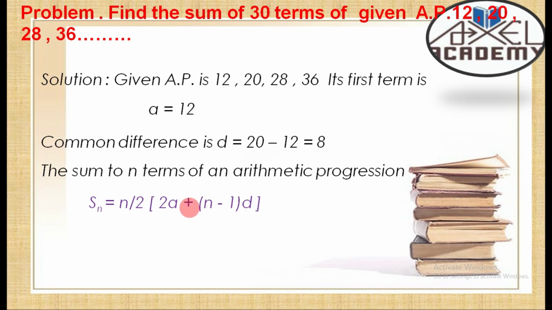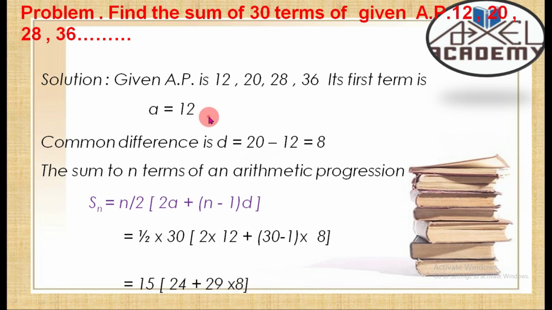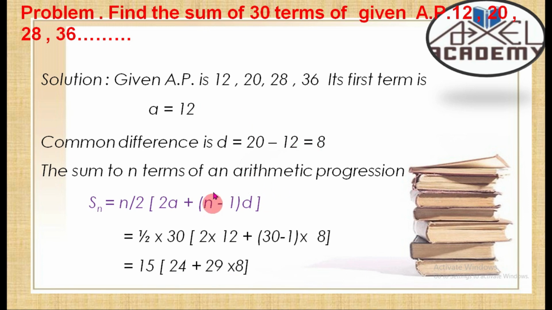Correct or not? So what is the value of n they have given? You have to find the sum of 30 terms. Correct? So n is 30. A is the first term, 12, and the common difference we got is 8. So we just have to substitute these values in this equation. So 30 by 2 into 2 into 12 plus 30 minus 1 into the common difference. So 30 by 2 is 15, 2 into 12 is 24, and 30 minus 1, 29, into 8.